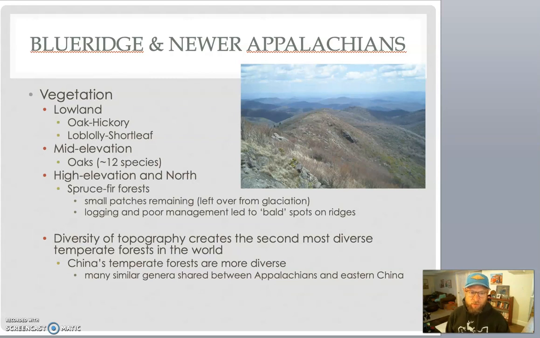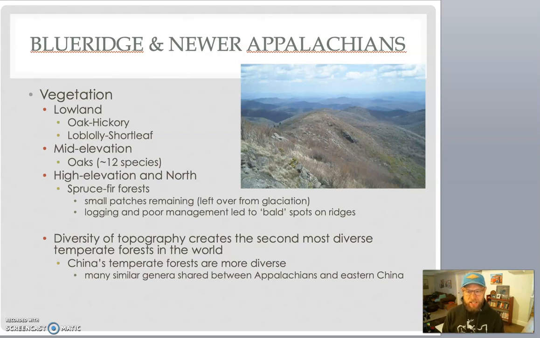So there are several forest cover types to think about in the Blue Ridge and newer Appalachians. In the lowland elevations, we tend to find lots of oak hickory forest and loblolly shortleaf pine. So the drier, warmer areas are going to be dominated by those forest cover types. Mid-elevation in this region is really just an oak-dominated forest, and that's not a forest cover type we talked about. But there are about 12-ish species of oaks that are really dominant in this region. And that's what the forests are throughout much of the mid-elevation range of these physiographic regions.